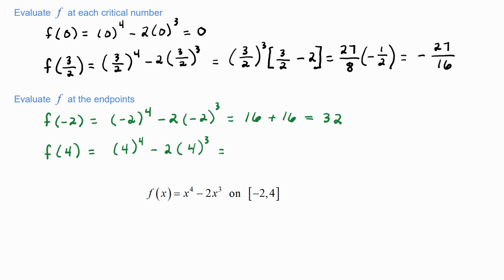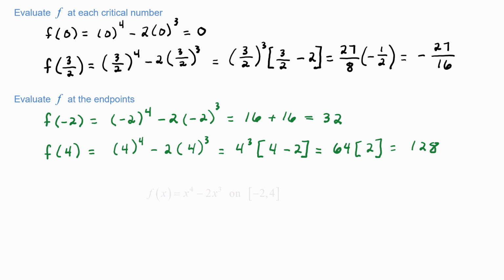And once again, if I'm doing this without a calculator, I probably would factor out that 4 cubed, and then I would have 4 minus 2 left, just because it keeps the arithmetic a little easier. 4 times 4 is 16, times 4 would be 64, and then we just have to take that times 4 minus 2, which is 2. So this is 128.